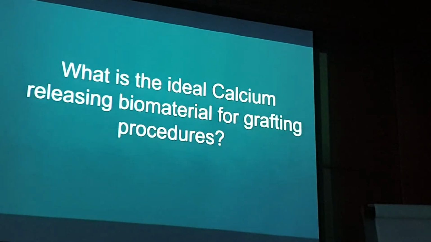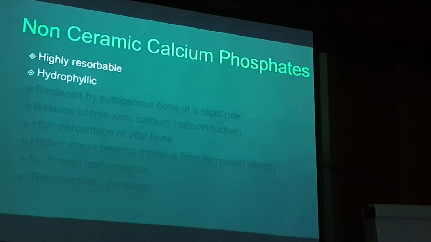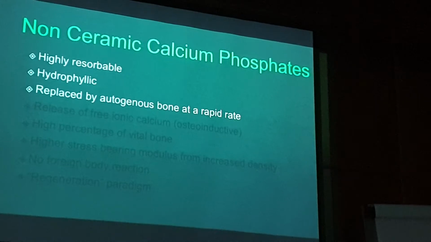So what is the ideal calcium-releasing biomaterial for grafting purposes? Any non-ceramic calcium phosphates. I don't care what you use. I have my own favorite ones. They're available all over the world, and a lot of them are alloplasts, synthetic materials. No problems with disease transmission, no one should argue about the efficacy, but when they're highly resorbable, they're hydrophilic, which is important. They're replaced by autogenous bone at a rapid rate. It resorbs at the same rate as autogenous bone is being laid down.